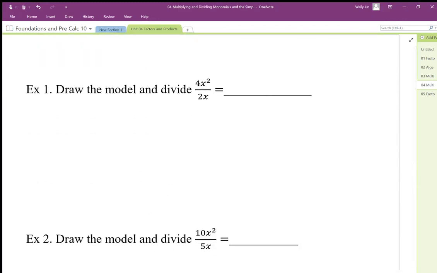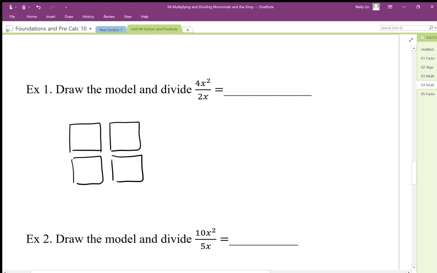So if I were to show a model for this, 4x squared divided by 2x, I need to start with areas of 4x squareds. So I have 1x squared, 2x squared, and I need to do it such that one of the edge lengths will be 2. Well, this is easy because either way I do it, I'm going to get an edge length of 2 here. So I'm going to have 2 x's here. Those are my 4x squareds. And this side length represents the answer. So we can see clearly in the picture that the answer is going to be 2x.